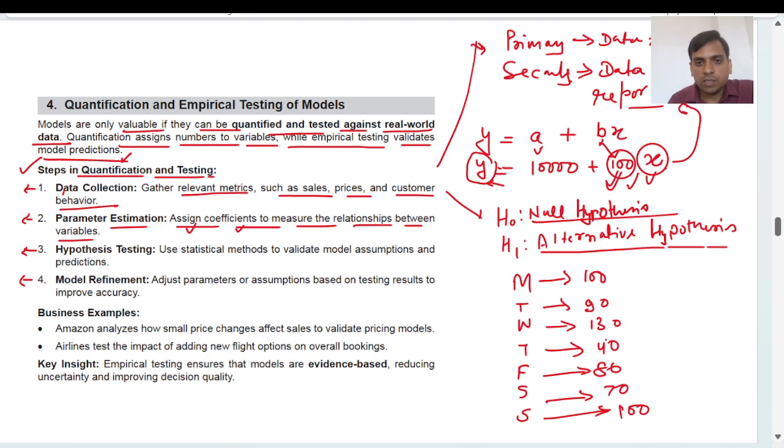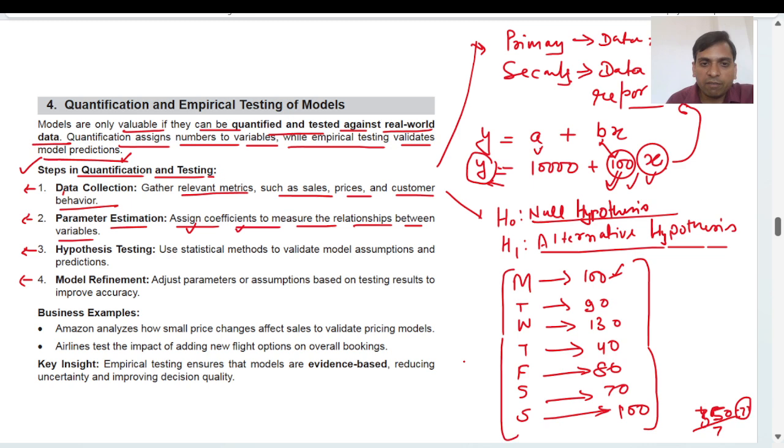So the question is, demand varies day by day. Sometimes 100, sometimes 40, sometimes 80. So can we consider all these demands as equal demand? Equal demand means if we had all these quantities and suppose the total is 350, so can we divide equal quantity into 7 days? This means 70 units every day. So can we consider equal distribution of 70 ice creams every day or not?